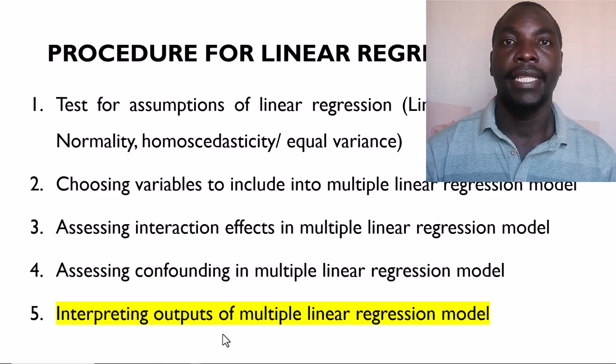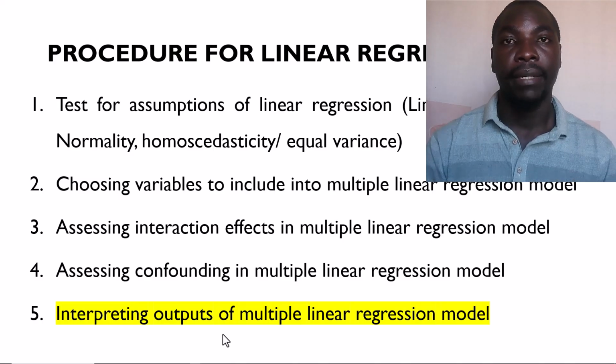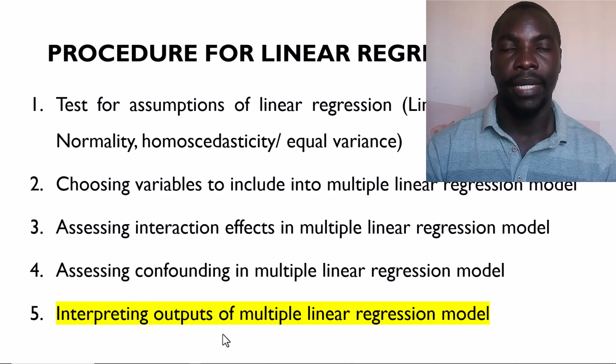Next, we are looking at the final step of linear regression, interpreting the outputs of multiple linear regression analysis. We shall be interpreting the coefficients for the numerical and categorical variables, as well as the model goodness of fit, plus other parameters that come with the linear regression analysis output.